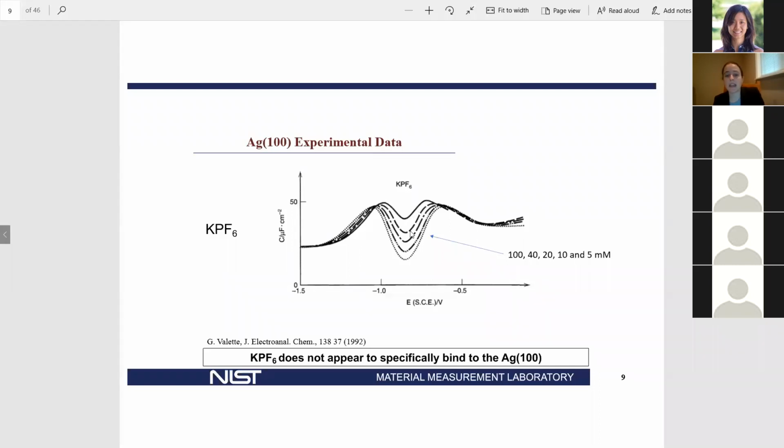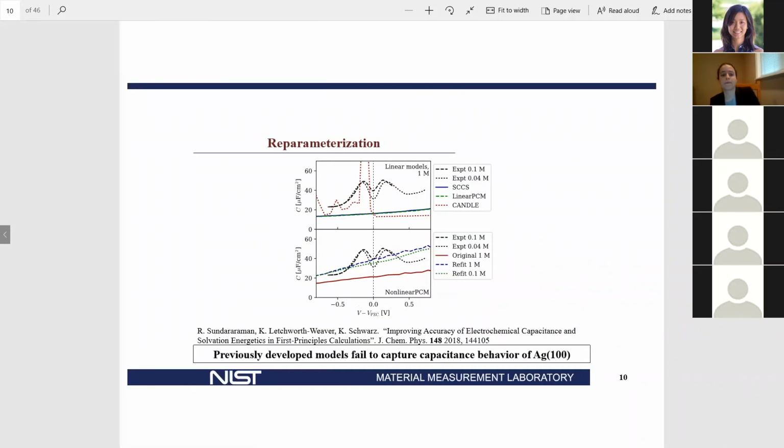Additionally, we can see that when the ionic concentration is varied, the capacitance dips as the concentration is lowered. And this is standard Gouy-Chapman behavior, and this provides further evidence that this is an ideal electrode and an ideal electrolyte. So it has no specific binding.